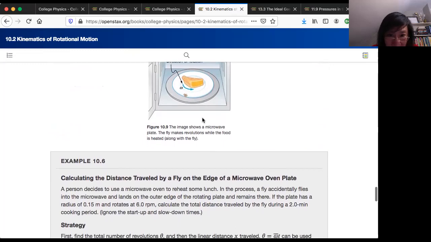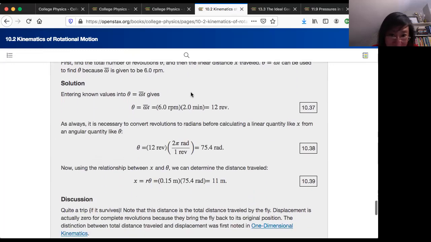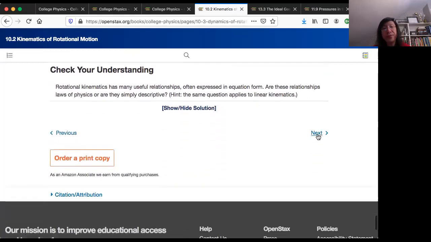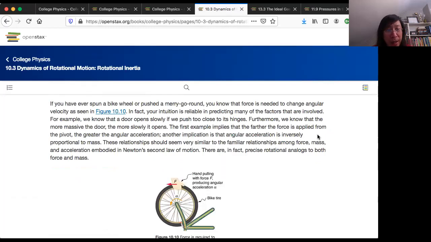This is a weird example, a fly in a microwave oven. You can look at that. It's kind of fun. The math makes sense. Anyway, so follow me so far, hopefully. And now we're getting to this.